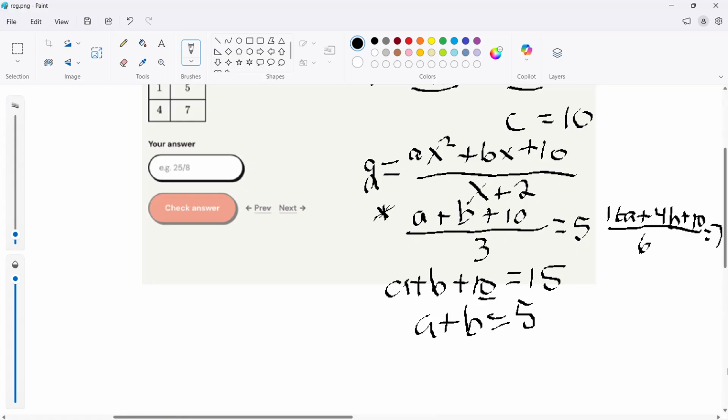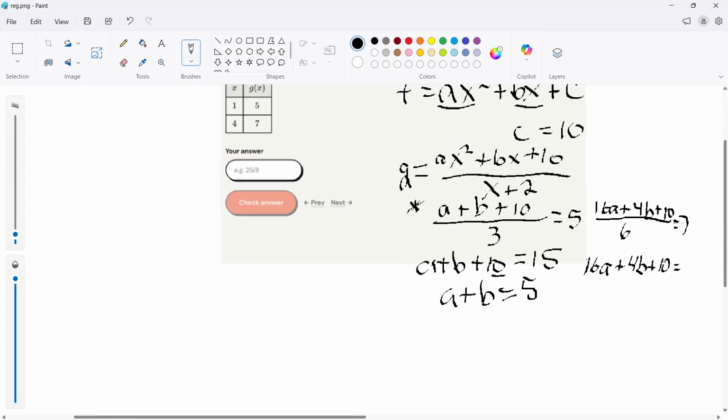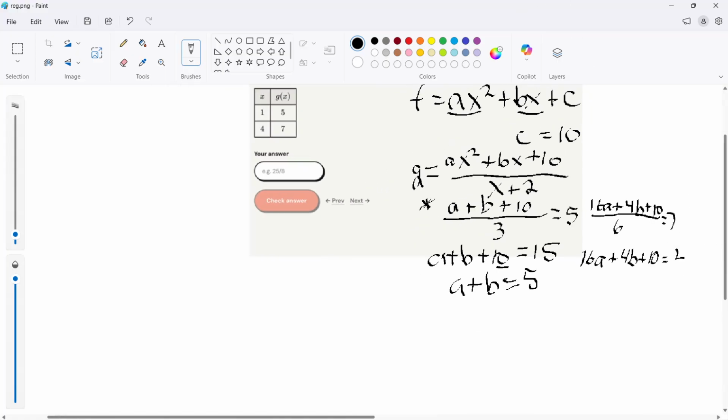And then I've got the top equation. 6 times 7 is 42. So 16a plus 4b plus 10 equals, oh, I need more room, 42. And then I'm going to subtract 10 from both sides. 16a plus 4b equals 32. I'm going to do elimination.